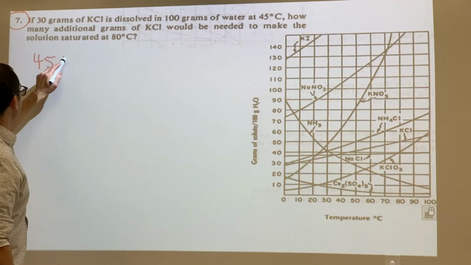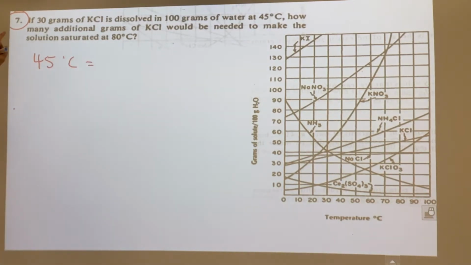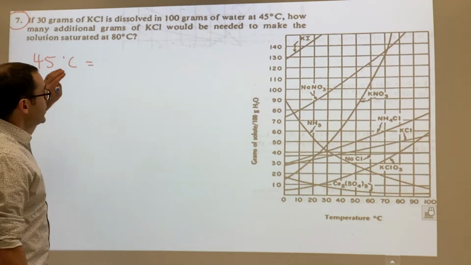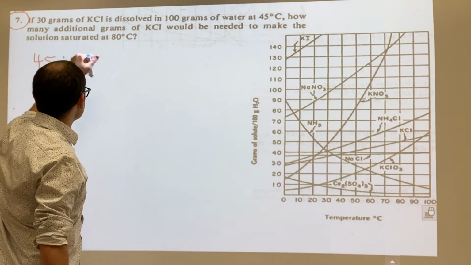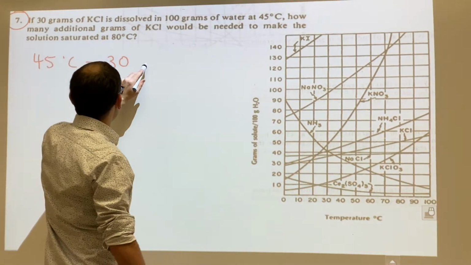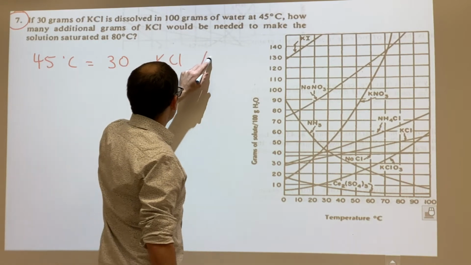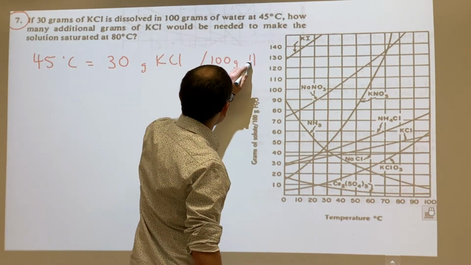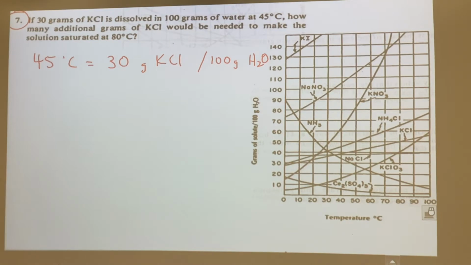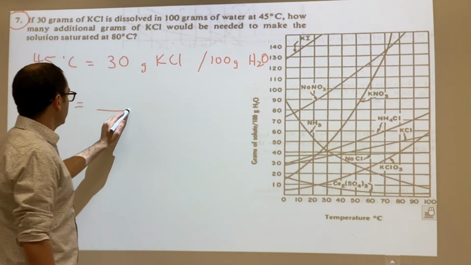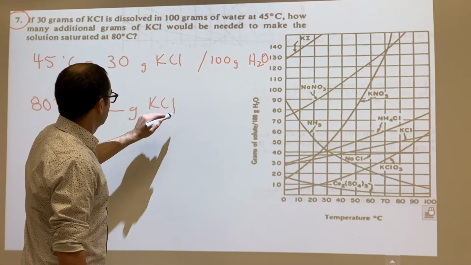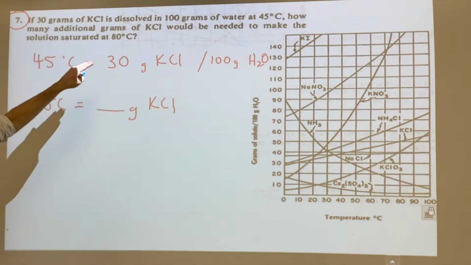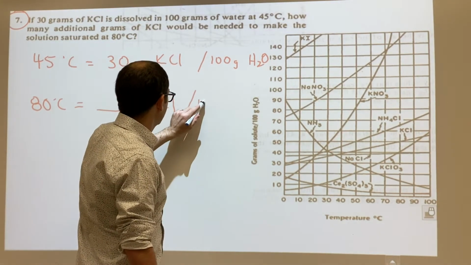So 45 degrees Celsius. And it says if 30 grams of the potassium chloride is dissolved in 100 grams of water. All right, so we don't need the chart for that first one because it tells you we have 30 grams of KCl in that 100 grams of water. Everybody cool with that? All right, we have 30 grams in there. Next up, temperature changes. It goes up to 80. All right, we don't know what the chart says. We know we have 30 in there, right? But we don't know what the chart says.